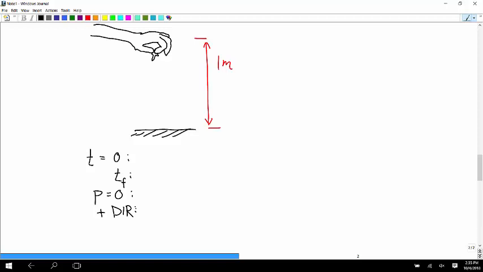What do you want to choose as time equals 0? Yep, so it's dropped. And what about time final? Yep, when it hits the ground. Zero position, you could choose this anywhere, but I think I would always choose the ground, and I'd always choose the positive direction up. So that's what I'm going to do. These are shown in the picture.